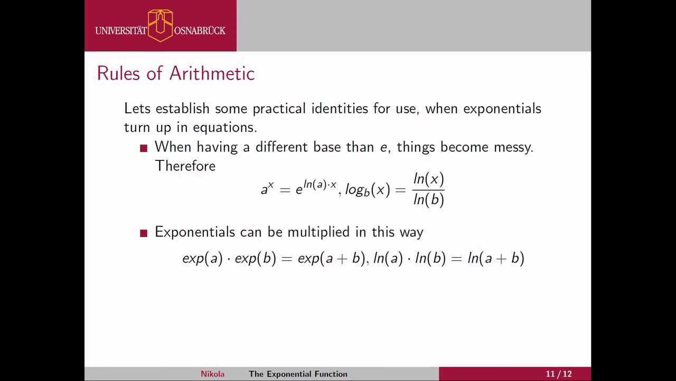The second rule I want to show you is the multiplication rule for exponentials. This is a very important rule which you should know and be able to utilize in algebra exercises, which is that if you multiply two exponentials, you can, instead of multiplying them, take them together and just add the arguments. And the same holds true for logarithms. The third property is taking the power of exponentials. If you take an exponential to another power, it's the same thing as multiplying the powers.